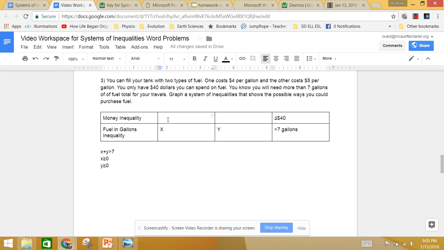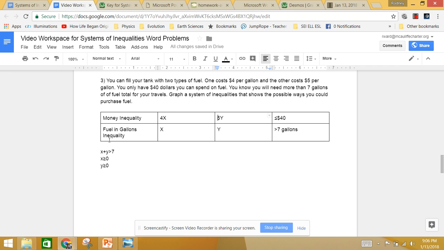I still have to get my money inequality. So let's look at what goes into it. Well, we know there's going to be some number of gallons of X fuel and some number of gallons of Y fuel, but that's not going to get me the money. The money is going to be how much each gallon costs. So if I spend $4 on every gallon of X, that's 4 times X. I spend $5 on every gallon of Y, that's 5Y.